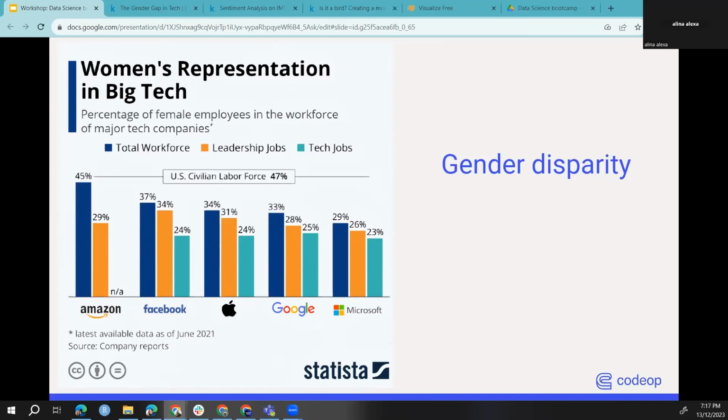In Facebook, only 24% of the tech jobs are held by females, and only 34% of leadership roles. Even in normal work it's just 37%. So there are fewer females overall either way. It's the same at Apple, Google and Microsoft. At Amazon, the workforce is almost 50% female, leadership is a little low, but tech is lower. I'm sure it has changed since then. I took this from websites like Statista, where you can get all these things.